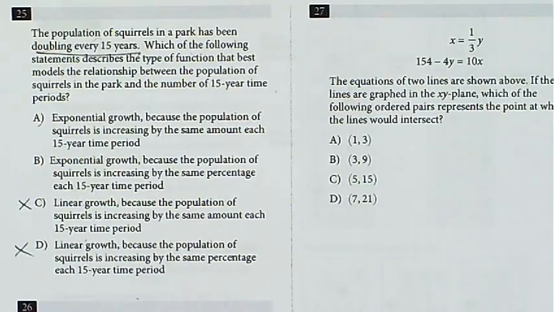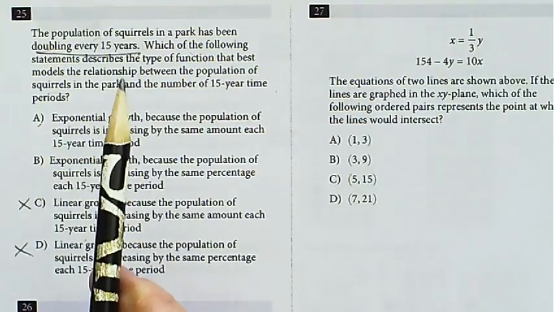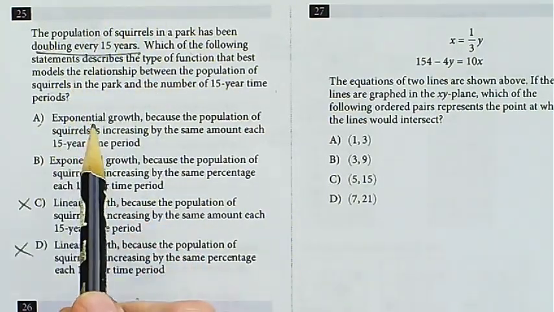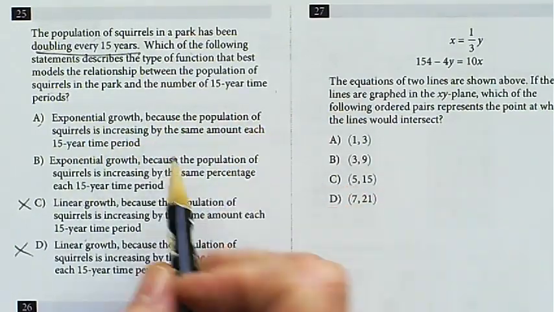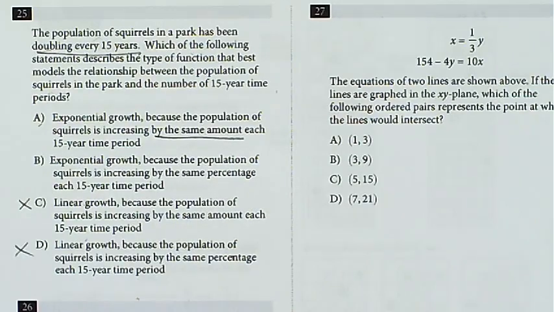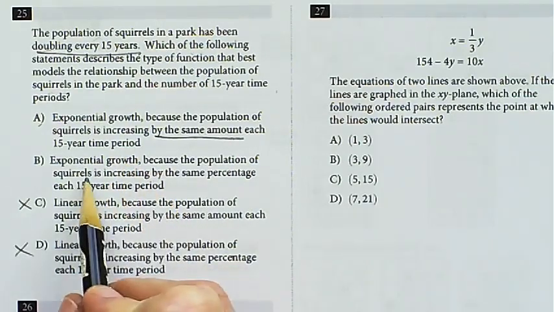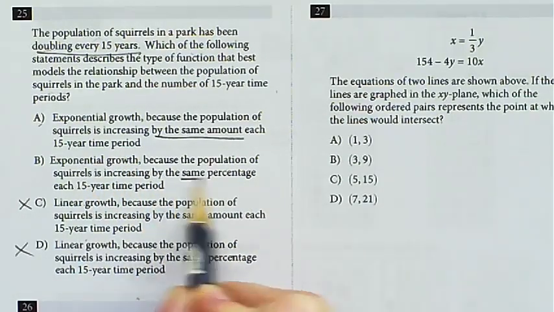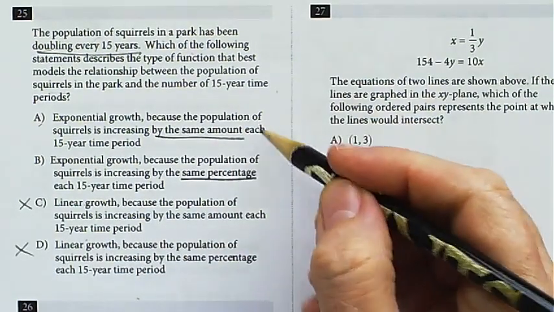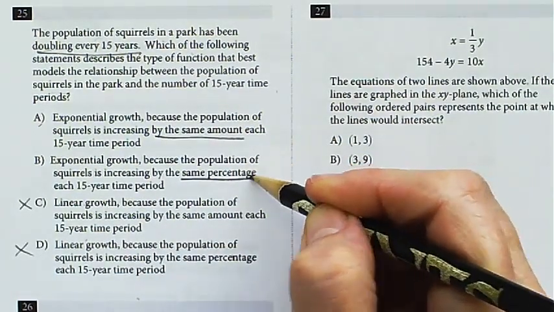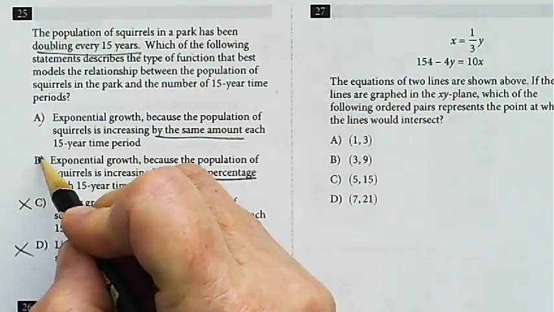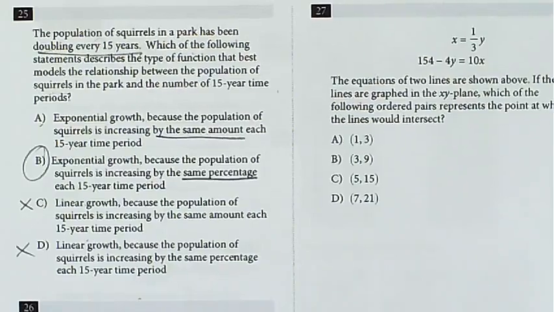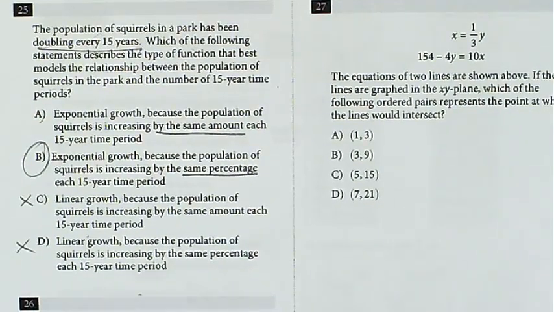Well, we know it's not linear. Doubling is not linear. And my two choices are exponential because the population is increasing by the same amount, or exponential because the population is increasing by the same percentage. Exponential increases by the same percentage. If it's increasing by the same amount, that's linear. So it's fine if you just put 25 and B.